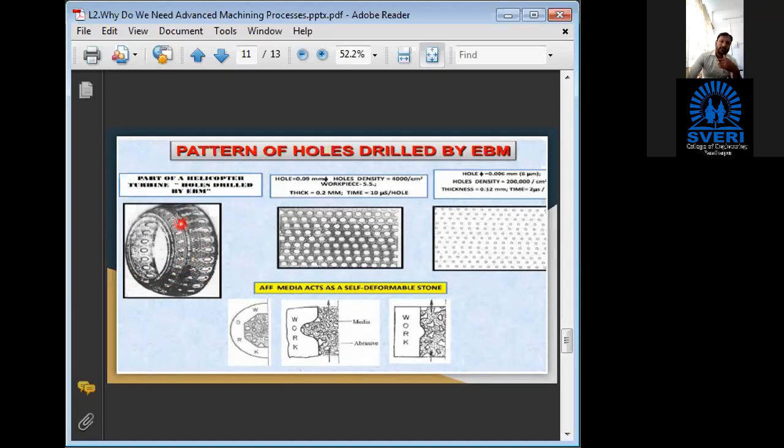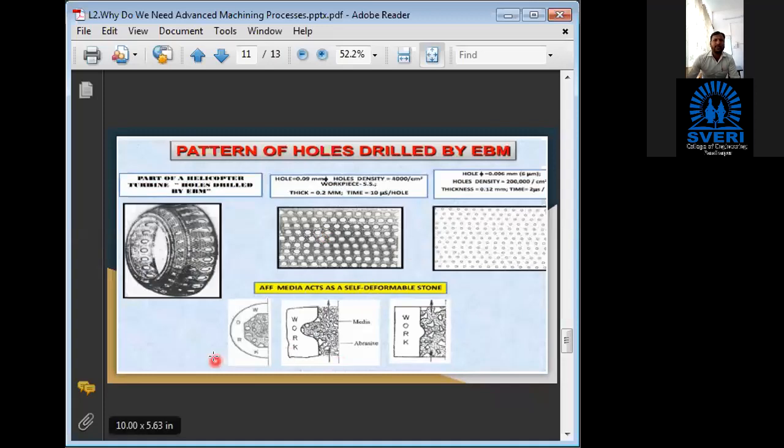So the question arises: how to make such holes on this component? You cannot make them by any of the conventional methods, otherwise your component may get warped or damaged if you use the conventional machining process. The only process which can be used for this particular case is the electron beam machining process. Using it, you can produce such a component. You can see the hole size. These are the holes.